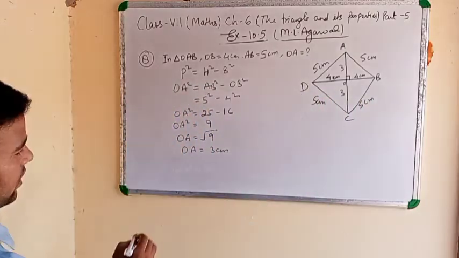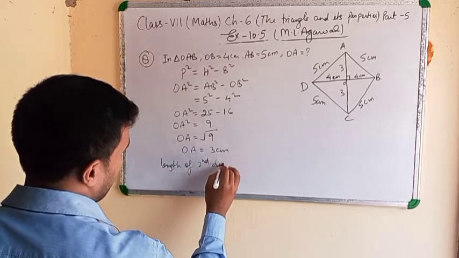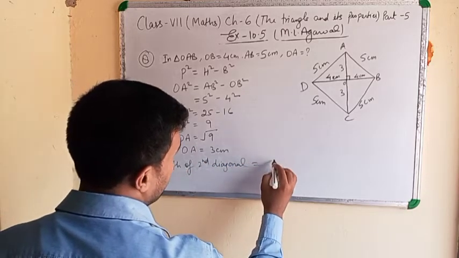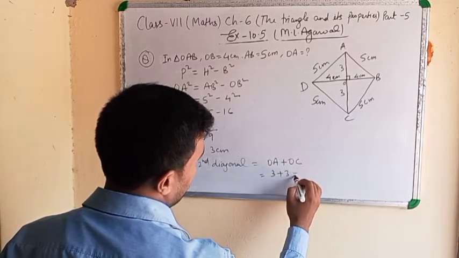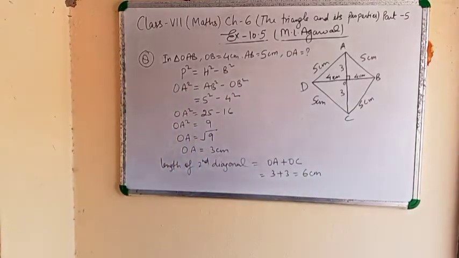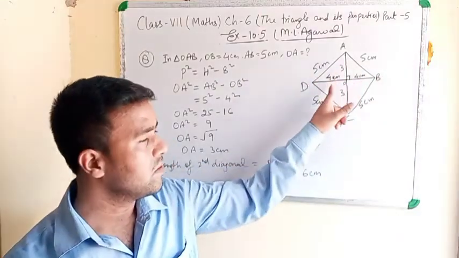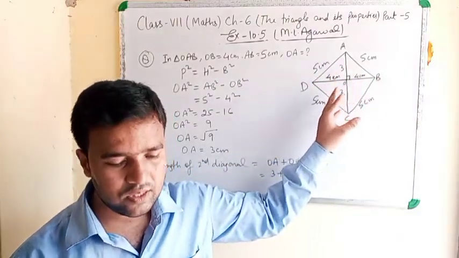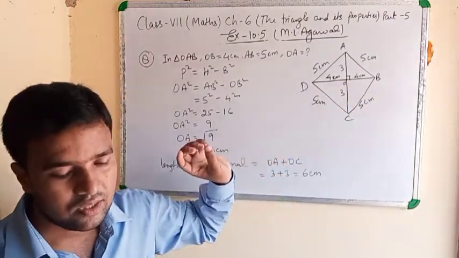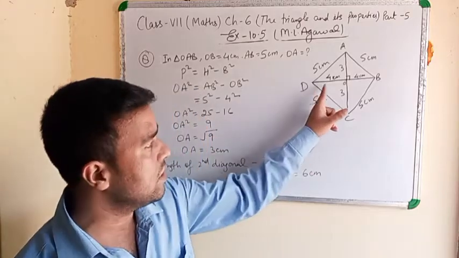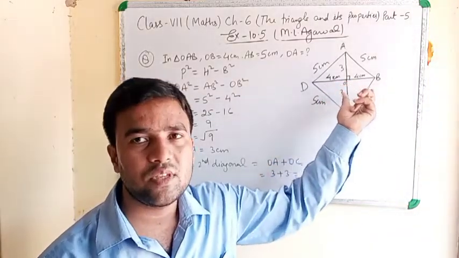Means length of second diagonal equal to OA plus OC. 3 plus 3 equal to 6 centimeter. Clear? One side is given, diagonal value is given in this figure. Clear? Side of rhombus is given. Length of one diagonal is given. Find the length of other diagonal is asked. Total length is 8 centimeter, one diagonal. But if we divide in two equal parts, we get 4.